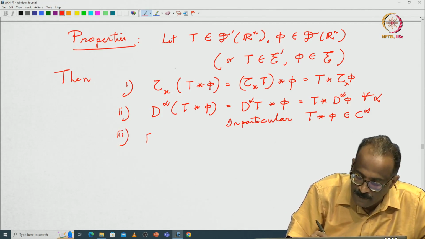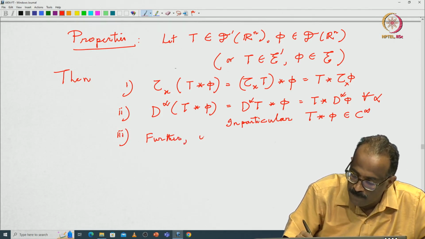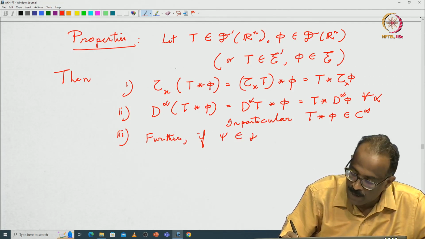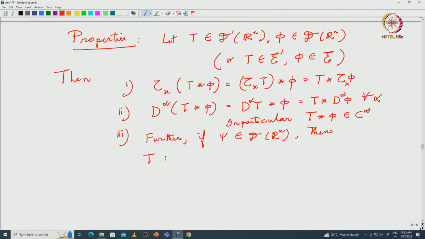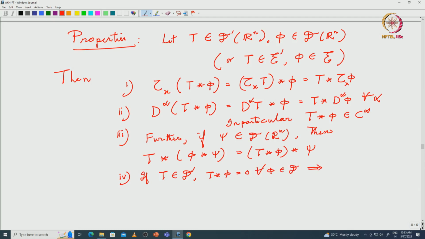And if further psi is in D of R^n, then you have associativity: T star phi star psi is equal to T star (phi star psi), at any point. And, as we already mentioned, if T is in D prime with T star phi equal to 0 for all phi in D, then that implies T is identically 0. T identically 0 means T of phi equals 0 for all phi.